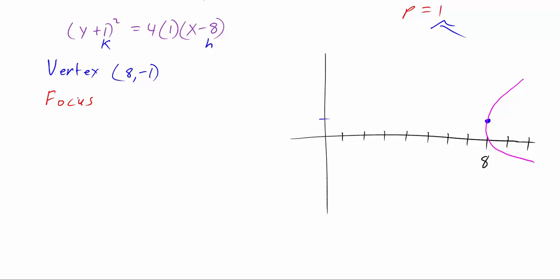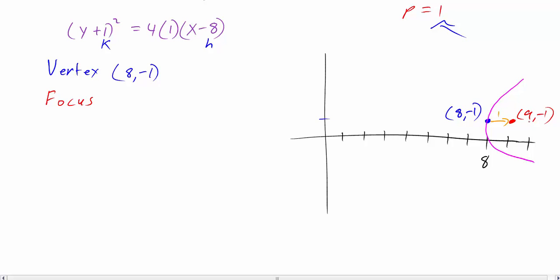And if that's the case, then our focus is going to be p units away. So p is equal to 1. So that means we're going to go 1 unit here to the right. And then we would have our focus. And keep in mind, this point is 8, negative 1. So if we're moving 1 unit to the right, that means we're changing the x value. So we're going to add 1 to the 8, and that would give us 9, negative 1. So the focus is at 9, negative 1.